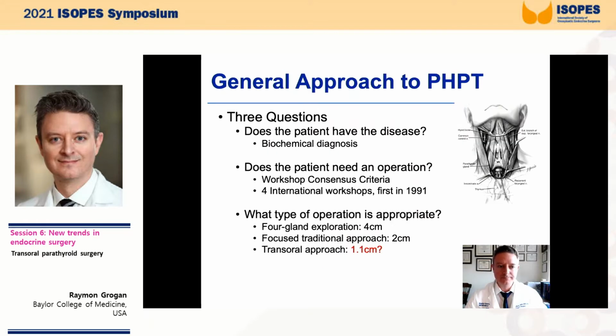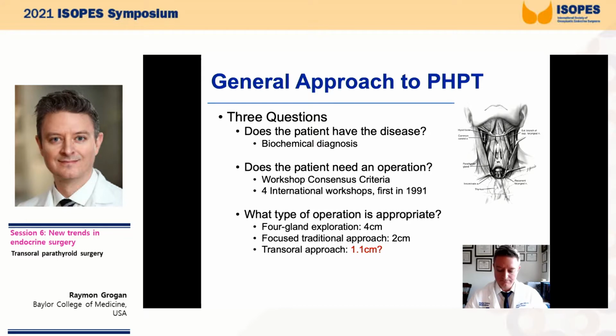this talk. So let's start out with the general approach to how we diagnose and work up and treat primary hyperparathyroidism. So realistically, we can break this down into three pretty simple questions. And if you know these three questions, and you know how to answer them, you can work up and treat about 98% of all primary hyperparathyroidism cases. So number one, does the patient have the disease? Number two, does the patient need an operation? And then number three, what type of operation can we offer this particular patient? Those are the three questions.